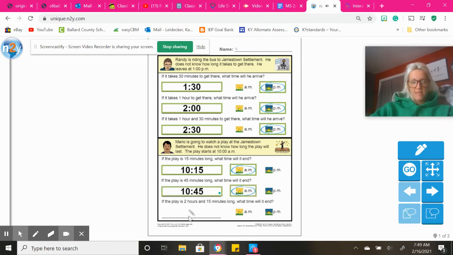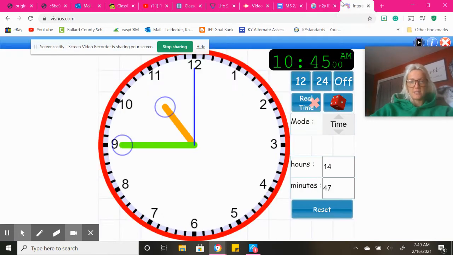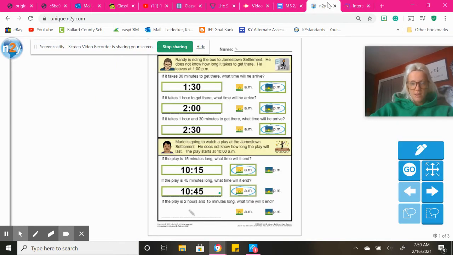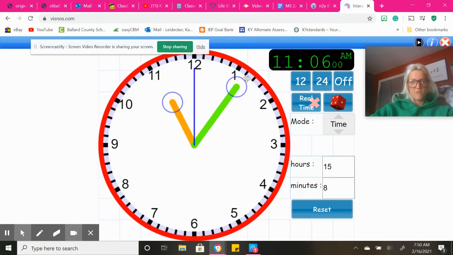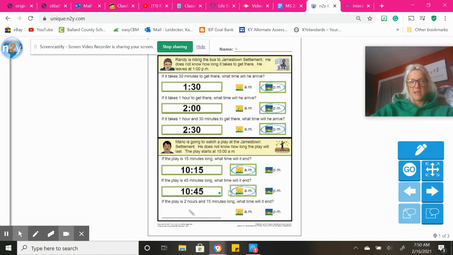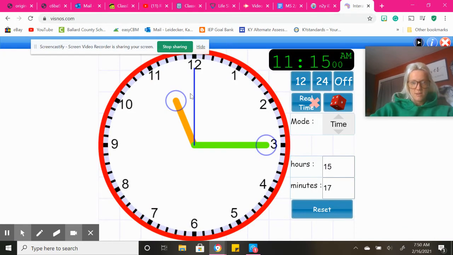And then if the play is 2 hours and 15 minutes long and it starts at 10, so let me go back to 10 o'clock. Now it's an hour and 15 minutes. So we're going to go around one time, that's an hour, and then 15 more minutes. So 5, 10, 15. So we're at 11:15 a.m. Oh, it says 2 hours. Reset.